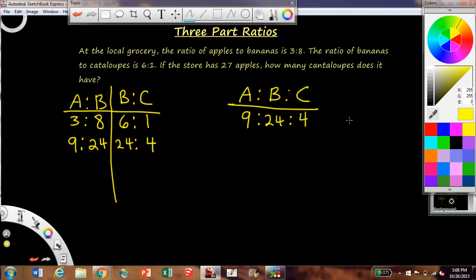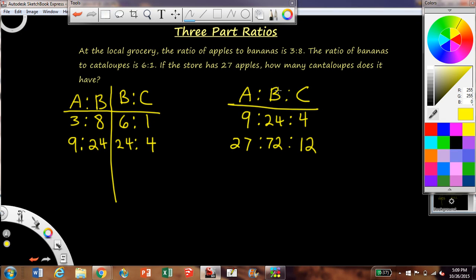Okay, now most of the questions on your homework only ask you to go this far, to find the 3-part ratio. The next step is to take this information. The store has 27 apples. How many cantaloupes does it have? Well, I'm going to use this ratio here to solve that. If the store had 27 apples, I had to multiply 9 by 3 to get this, so I have to multiply the cantaloupes, which is 4, by 3, and I get 12. So if the store has 27 apples, it's going to have 12 cantaloupes. All right, and I got that by multiplying by 3. And it would have 72 bananas as well.